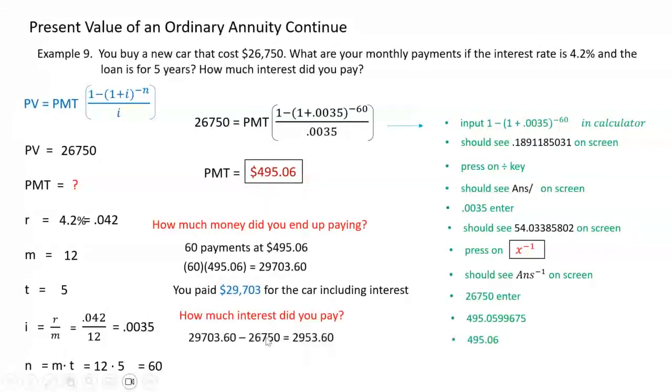So we subtract the original price of the car, or the money that you borrowed from the bank, from the total, which was $29,703.60. So you paid almost $3,000 in interest. You paid $2,152.60 in interest. Now at times, guys, that interest can be cut down.